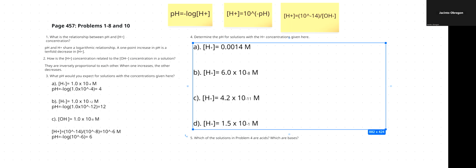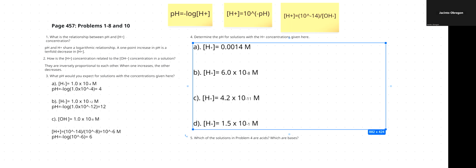So that is the pH resulting from that. For part B, pH is equal to the negative log of 6.0 times 10 to the negative 8. And that should give you 7.22. That's your pH.